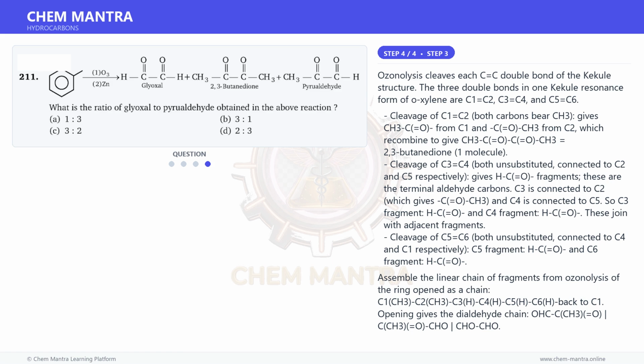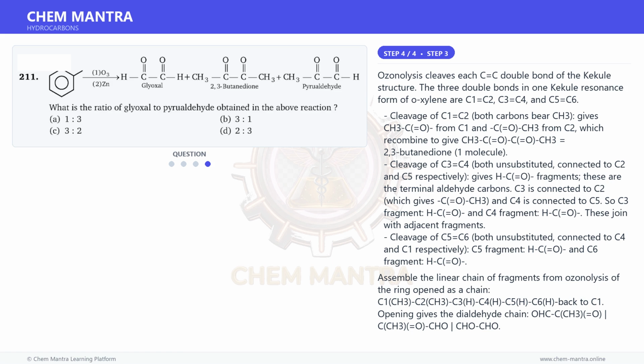C1, CH3 plus C6, H: CH3COCHO is methylglyoxal, pyruvaldehyde. C2, CH3 plus C3, H: CH3COCHO is methylglyoxal, pyruvaldehyde. C4, H plus C5, H: OCHCHO is glyoxal. Glyoxal is 1 molecule from C4, C5 cleavage. Pyruvaldehyde is 2 molecules from C1, C6 and C2, C3 cleavages. 2,3-butanedione equals... Wait, this doesn't give butanedione.